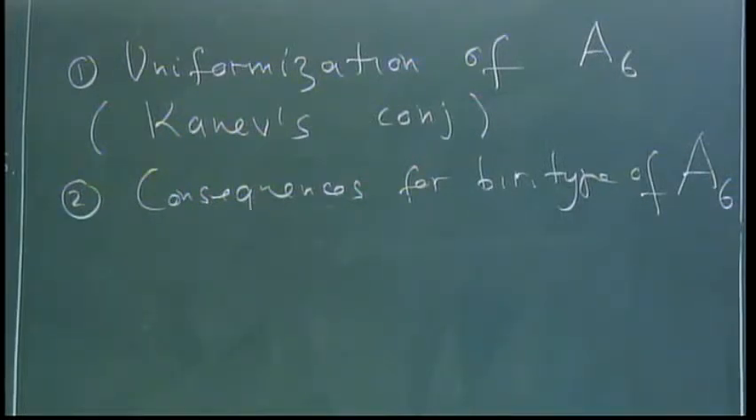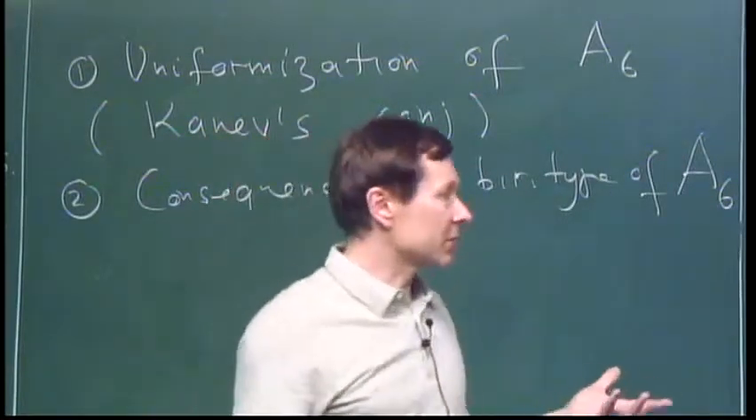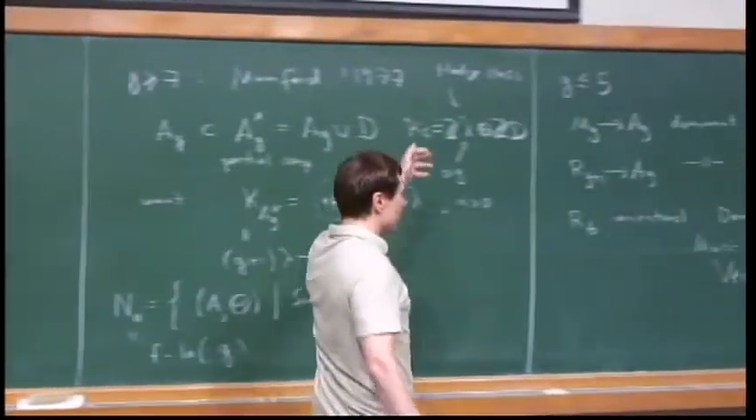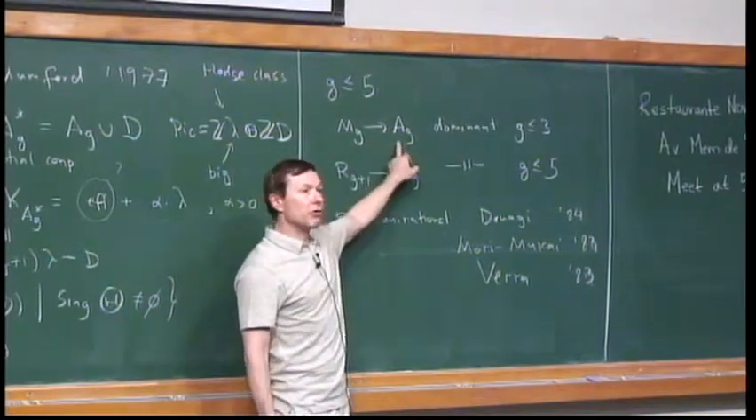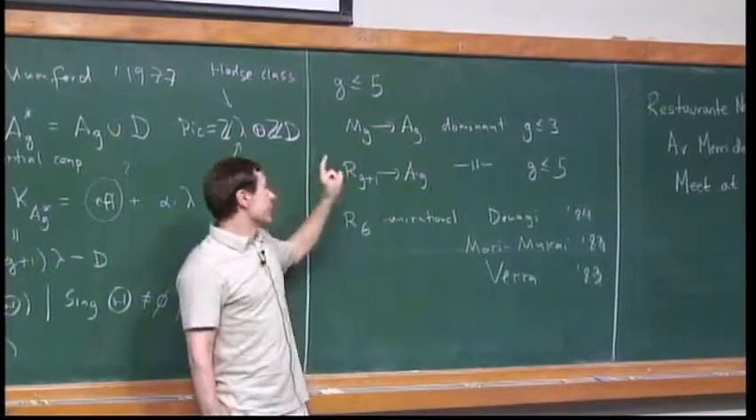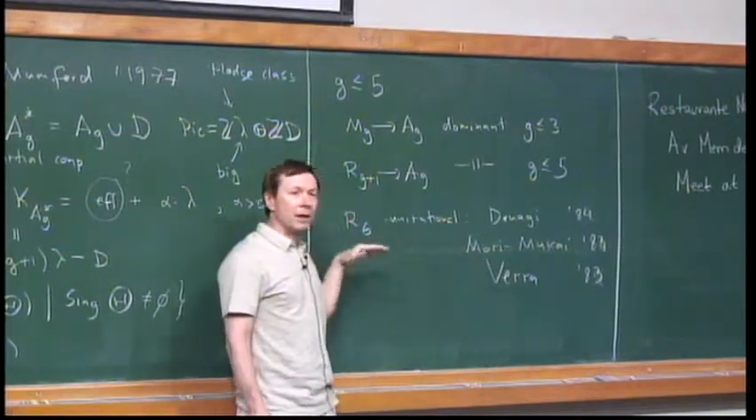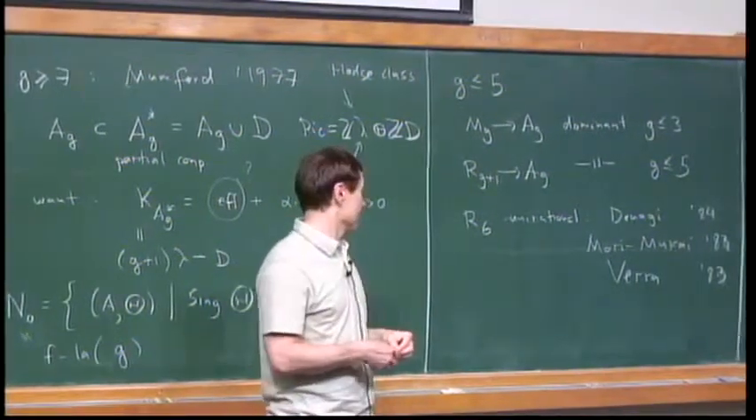So Kanev proposed a way of parameterizing A_6 by curves with some extra structure, which is quite similar to this picture. So here we just uniformize abelian varieties by curves, here by curves with involution. And in Kanev's construction, it's curves with some extra structure.